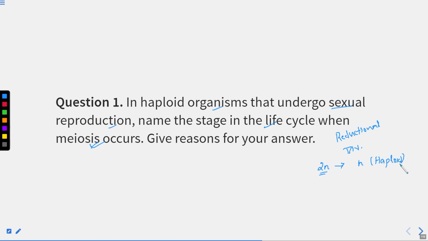And where does this usually happen? Meiosis happens during the formation of gametes, and this process is known as gametogenesis. Gametes are haploid, and these are produced with the help of meiosis.